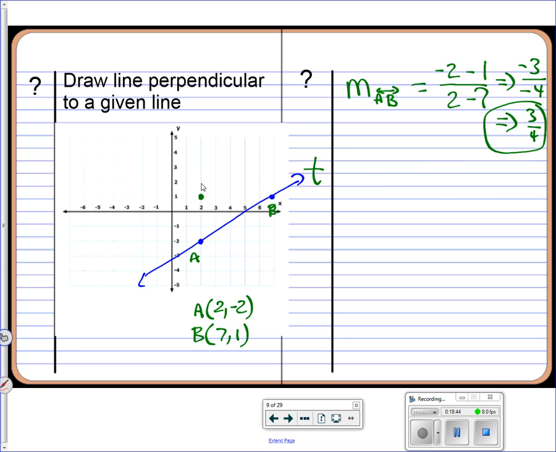I need to find the perpendicular slope, don't I? The perpendicular slope is going to be opposite reciprocal, in this case negative 4/3. So I'll start at the green one. I'm going to go up 4. 1, 2, 3, 4. I need a negative slope, so I'll go in the left direction 3. 1, 2, 3. And there is my perpendicular slope.